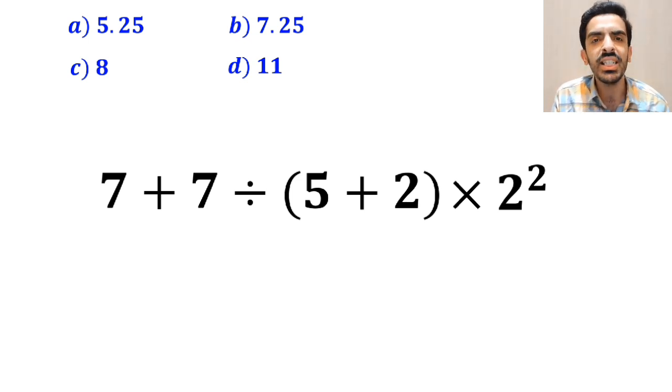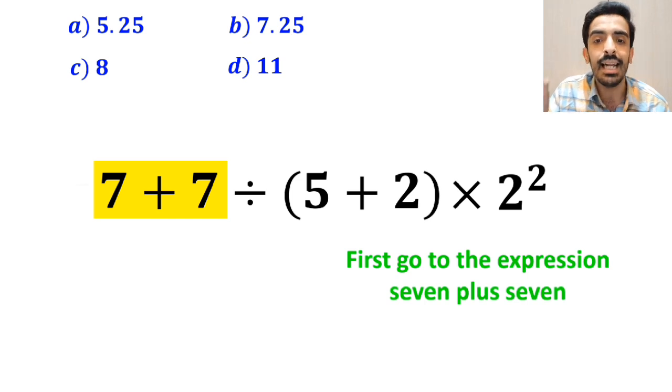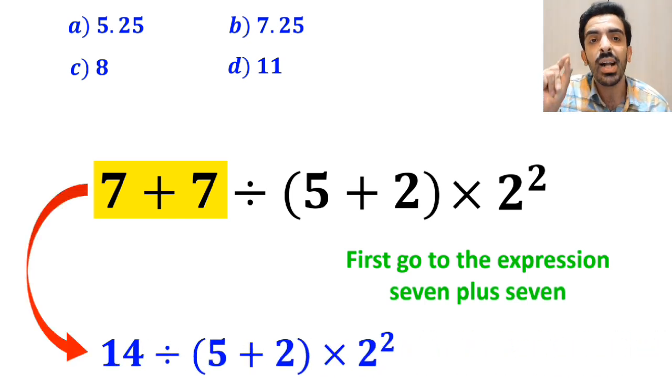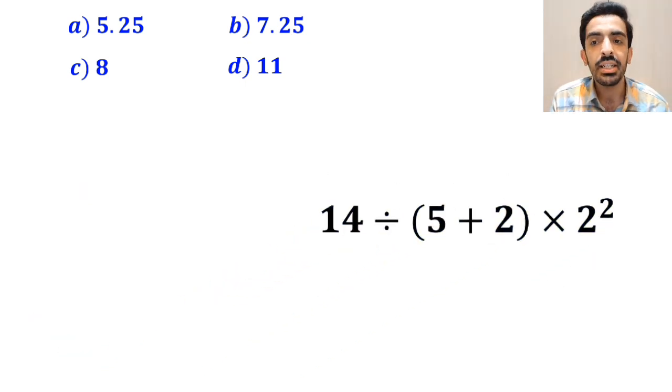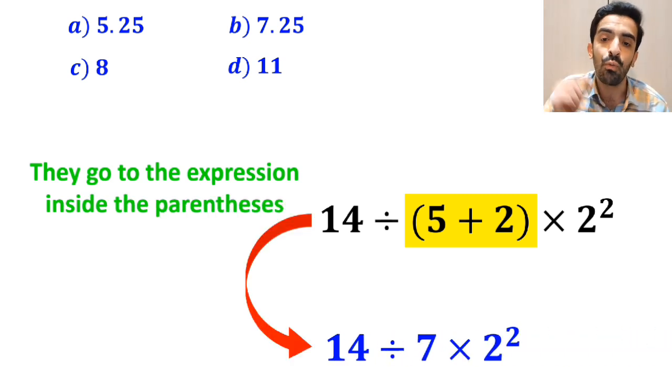Many people, to solve this question, first go to the expression 7 plus 7, and instead of this expression, they write 14 divided by 5 plus 2 inside the parentheses, then times 2 to the power of 2. And the next step, they go to the expression inside the parentheses and simplify this expression to 14 divided by 7 times 2 to the power of 2.